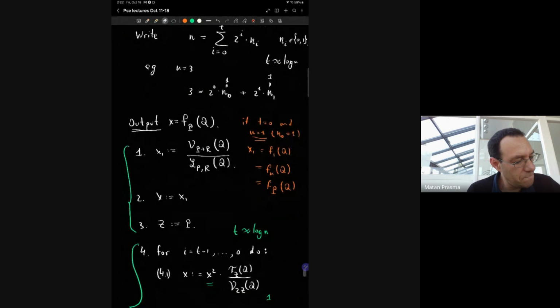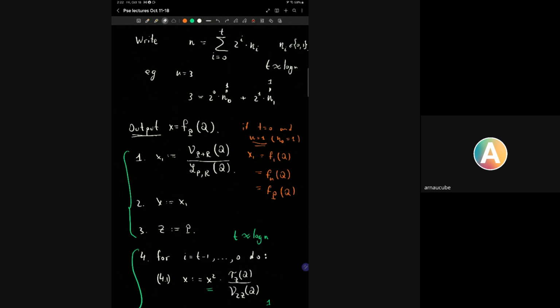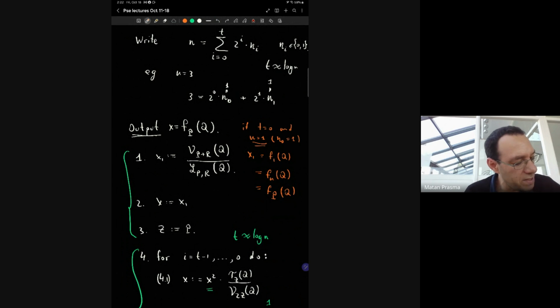Now, what about t bigger than 1? Are we clear here, actually, before I erase? Do you follow? Yes, I think so. All I'm saying here for the n equals 1 case is that I'm using the lemma. x_1 is going to be f_1 of Q, and since this is f_n of Q, by construction, by design, f_n of Q is f_P of Q. And that's what I want the output to be.